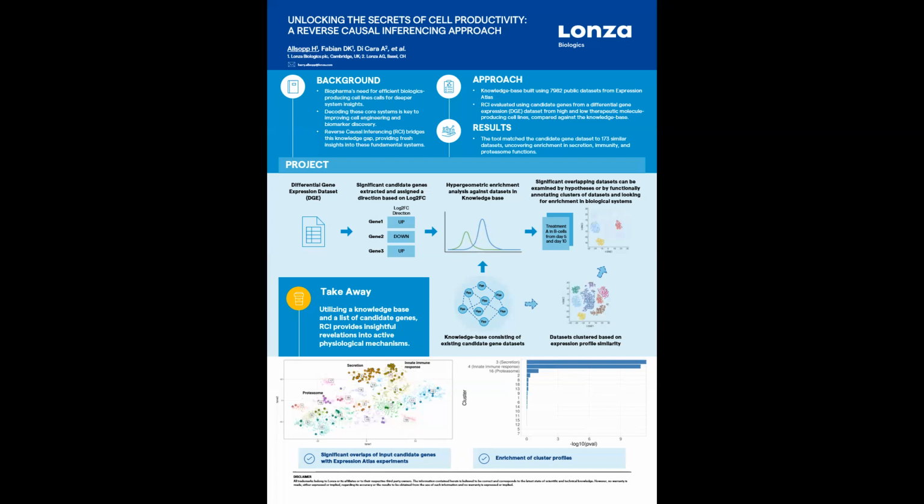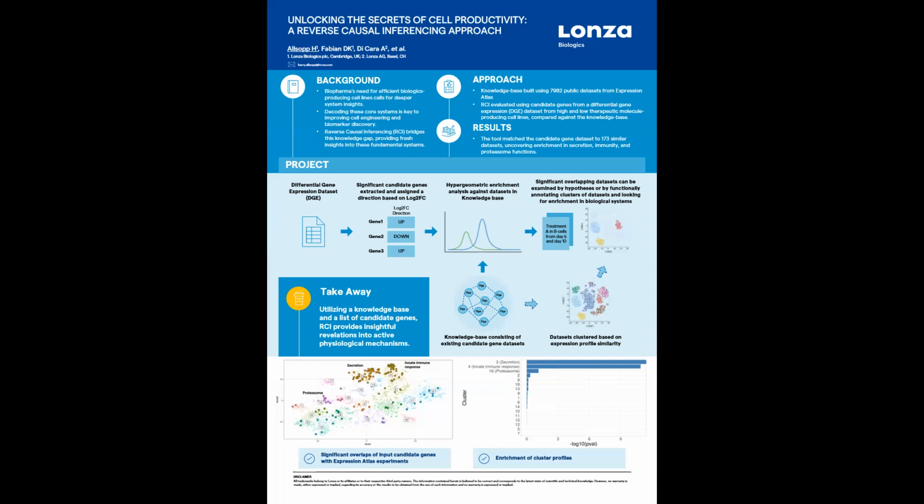So just to quickly go through a case study of how we put this to the test. So the two input elements I spoke about, the knowledge base and the input data set. So we constructed a knowledge base consisting of almost 8,000 public data sets from the Expression Atlas database. And we then took a differential gene expression experiment that we'd compiled from two transcriptomics data sets from a high and low producing cell line. And generated the DGE and then ran the analysis against the knowledge base.